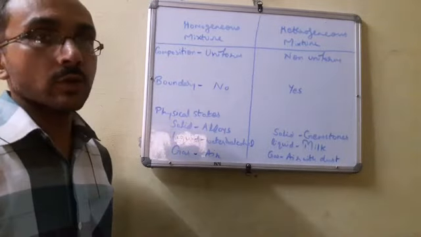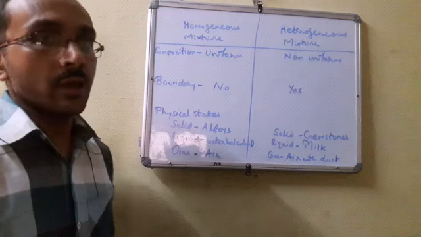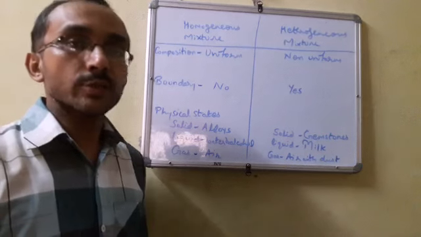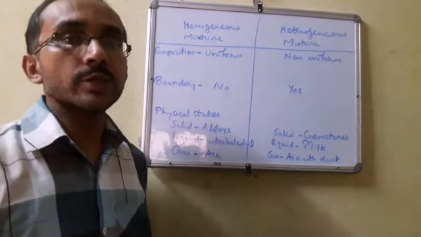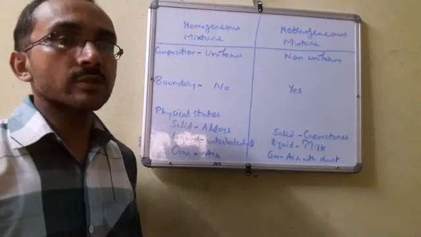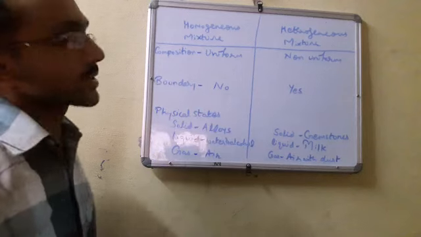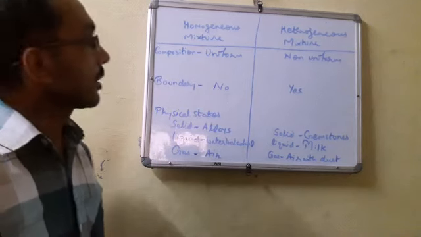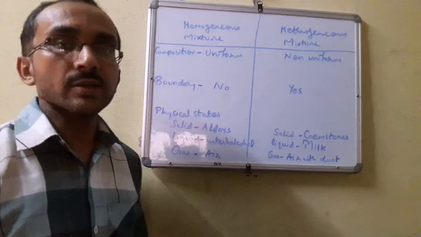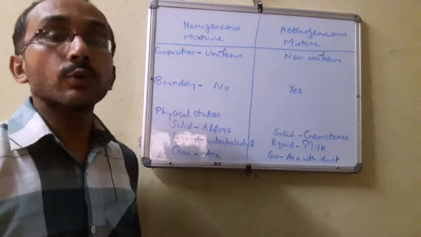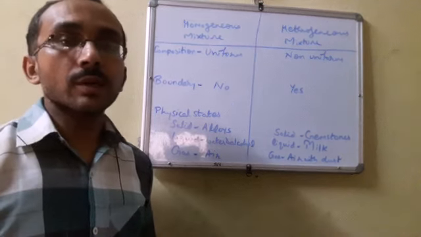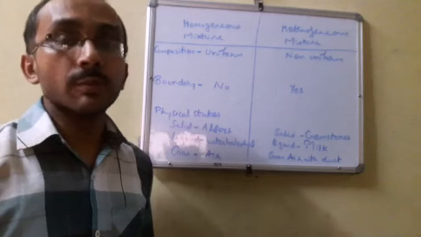Now students, see the next topic, different types of mixtures. There are two types of mixtures, one is homogeneous mixture and other is heterogeneous mixture. Now we can distinguish both of them on the basis of composition, boundary and physical states. Let's see homogeneous mixtures. Homogeneous mixtures are those mixtures which have a uniform composition throughout. Uniform composition का मतलब from top to bottom they have same composition.